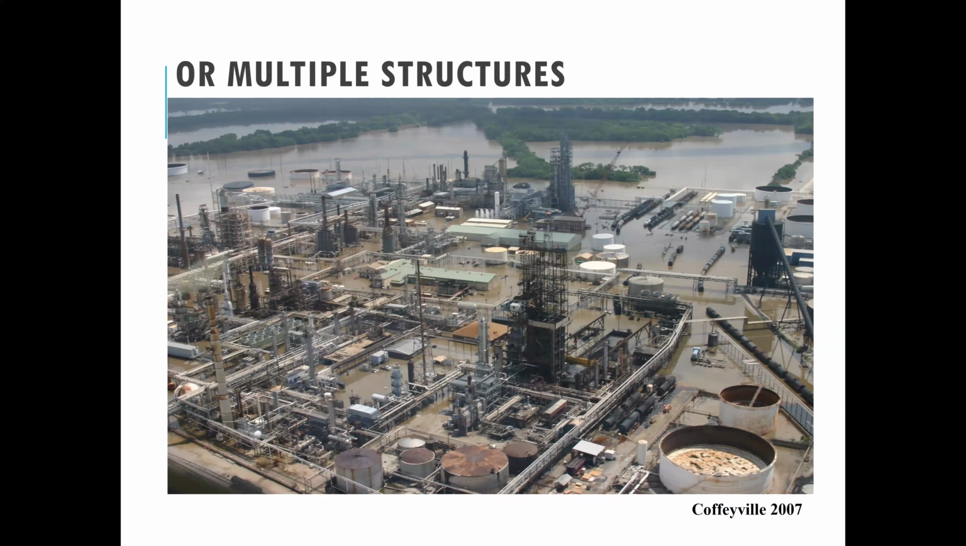This is Coffeyville in 2007. The levee was overtopped, and then a refinery was flooded and a leak happened. So this company ended up having to do like 400 buyouts. Again, it could be a widespread disaster, but we're only concerned about the areas of floodplain.